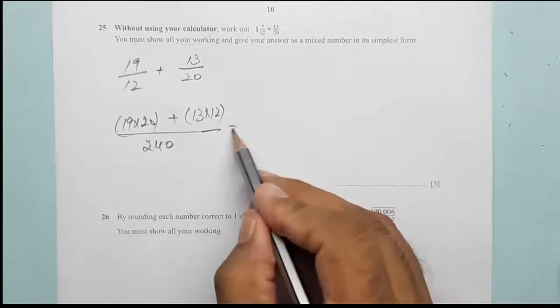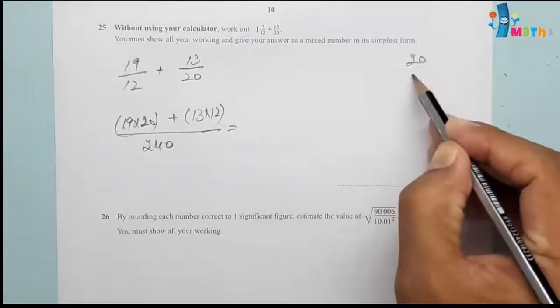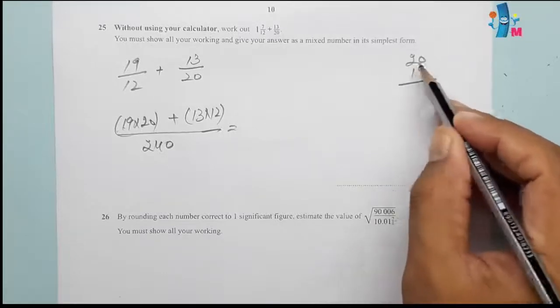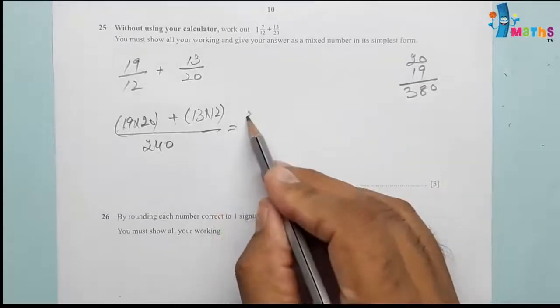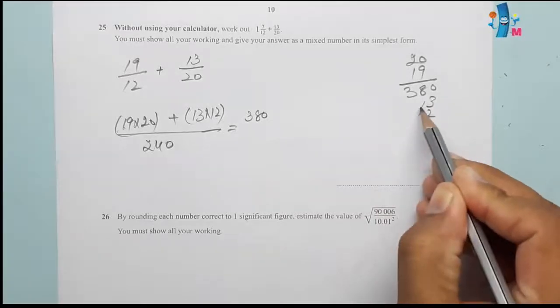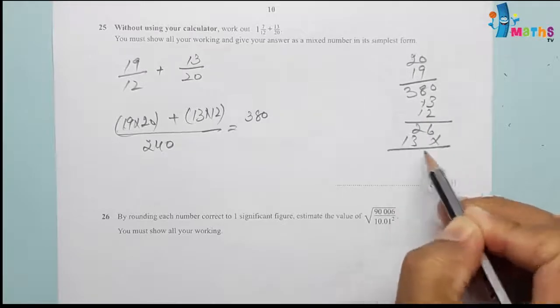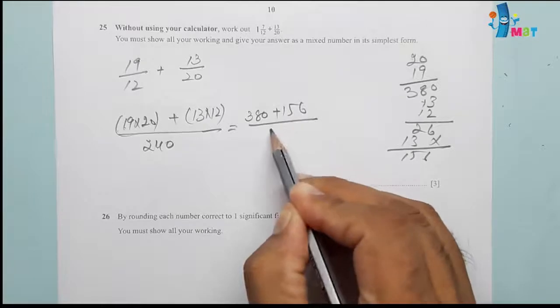So we can multiply this as 20 multiplied by 19, which will be what? This will be 380. And 13 into 12, we can multiply 13 into 12, so 26 and this will be 13, so it will be 156. So plus 156 over 240.